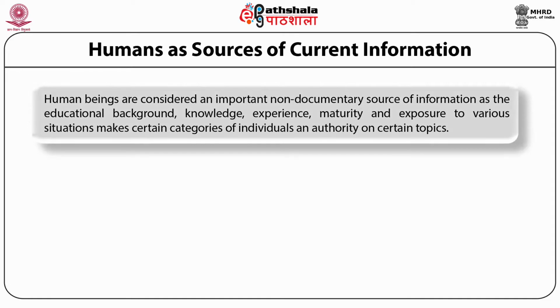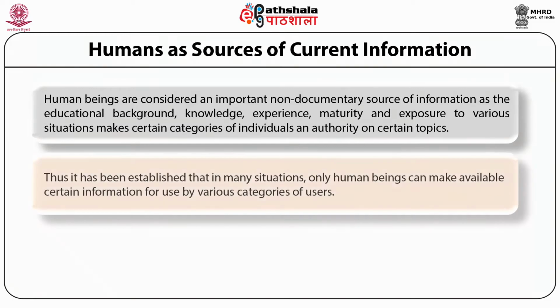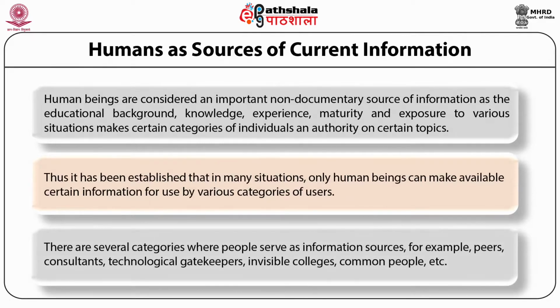Human beings are considered an important source of information as the educational background, knowledge, experience, maturity, and exposure to various situations of people can make them authorities on certain topics. This is because in many established situations, only human beings can make available certain information for use by various categories of users. And there are several categories of people who serve as information sources, for example peers, consultants, technological gatekeepers, invisible colleges, common people, etc.